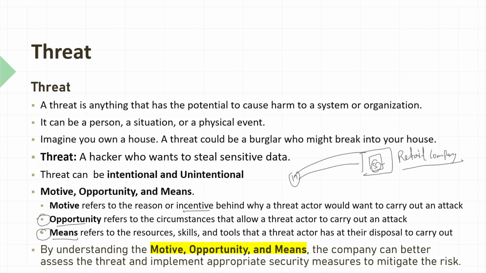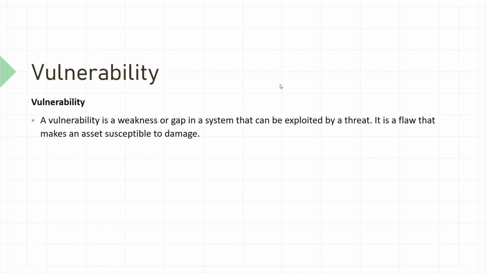Now we're moving to the next part, which is basically called vulnerability. Vulnerability is a weakness or a gap in a system that can be exploited by the threat. It is a flaw that makes the asset susceptible to damage. See, one thing you can do is control vulnerability. You cannot control threat. If anyone wants to attack, they will attack. It is your weakness if you react to that.